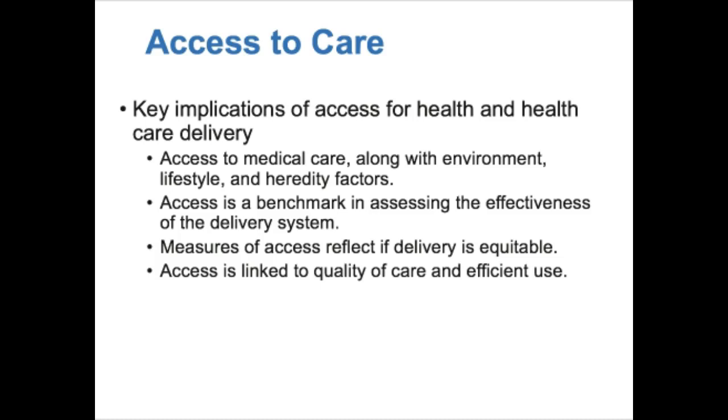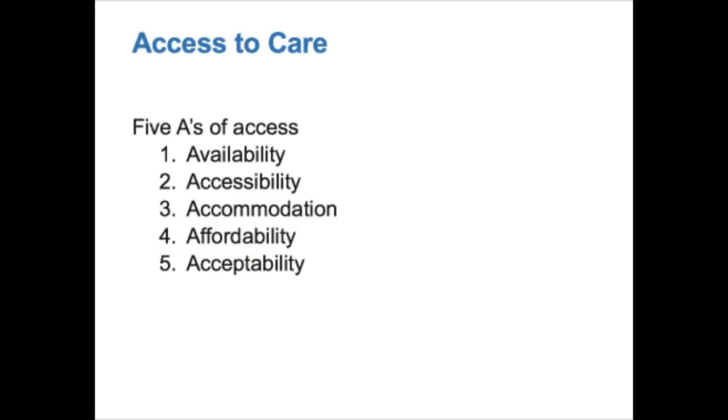Access to care refers to a person's ability to obtain healthcare services when needed. Are they affordable, convenient, acceptable, and timely? Access to care is a key determinant of health, along with hereditary and other factors. Access to care is also seen as a benchmark in assessing the effectiveness of a healthcare delivery system and is used to measure if healthcare delivery systems are equitable. Lastly, access to care is linked to quality of care and the use of needed services. The 5 dimensions of access seen here were first described by Penchansky and Thomas in 1981.